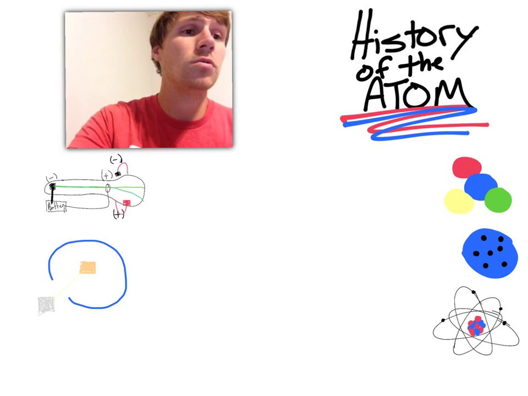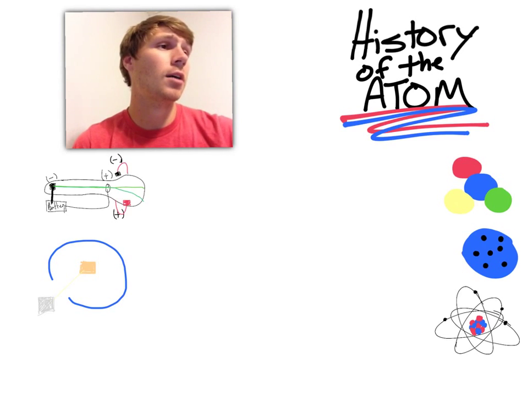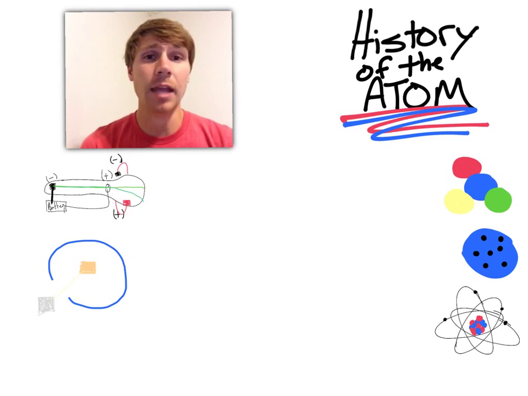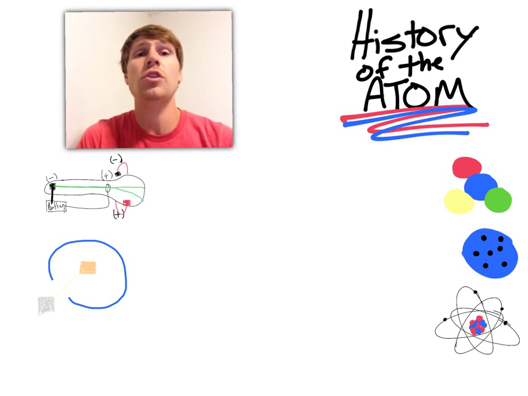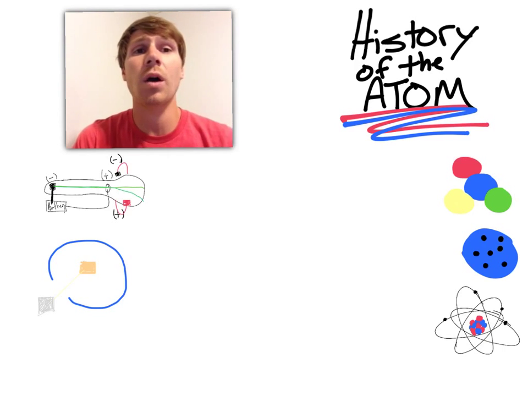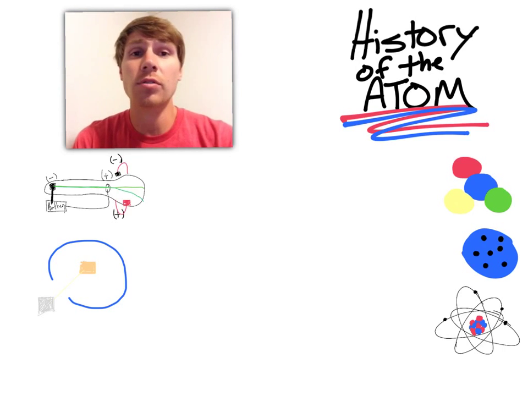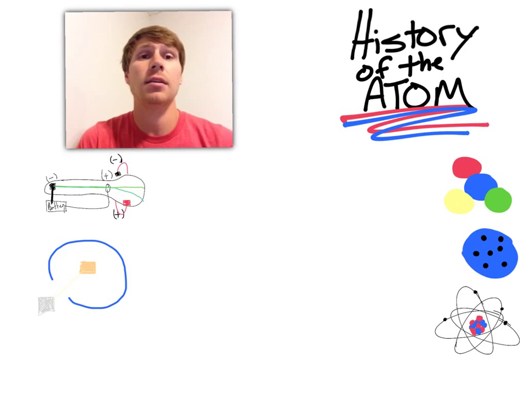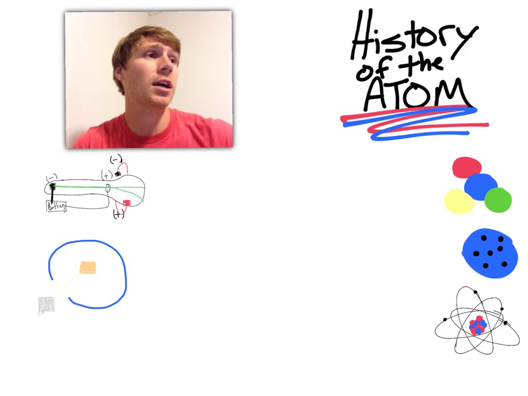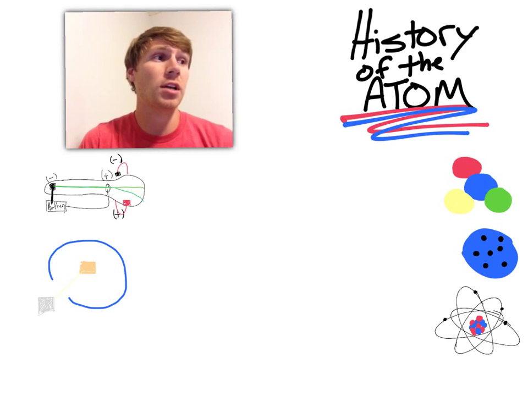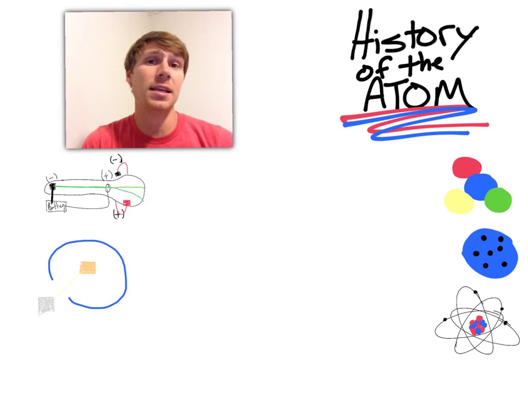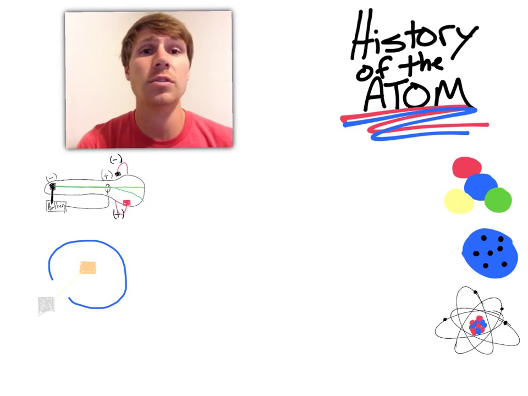Those are the two really big experiments we were talking about, and we have to appreciate them, because those are two huge experiments as to how we came up with the idea that there are protons, neutrons, and electrons in the atom. Next time we'll start talking about the actual protons, neutrons, electrons, and really what makes an atom, but we'll save that for another day.